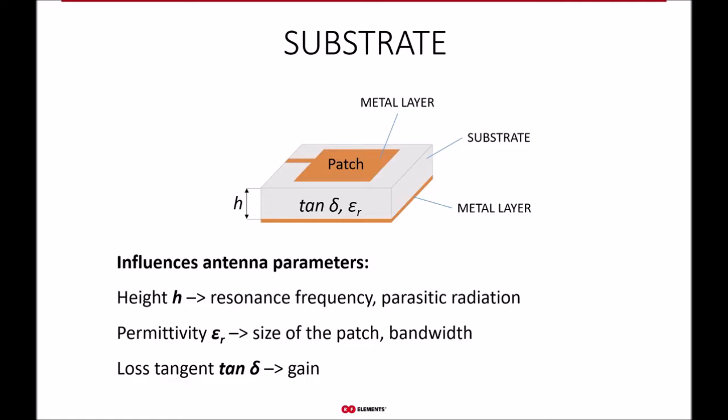Second is the permittivity, epsilon r, which is the property of the material of the substrate and tells us how strongly the substrate material influences the electric field. And the third one is the loss tangent of the substrate. This one tells us how much power is dissipated in the material of the substrate, which influences the resulting gain of an antenna. So naturally, the higher the loss tangent, the more signal is lost, dissipated as heat inside the substrate.